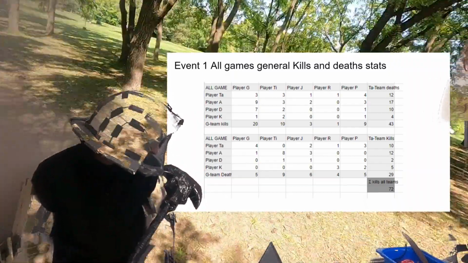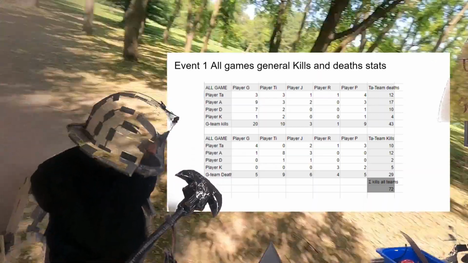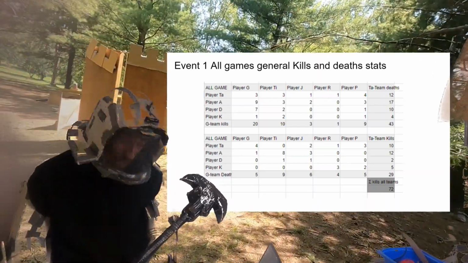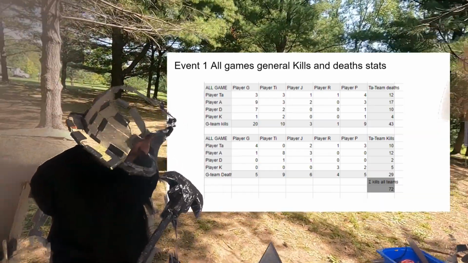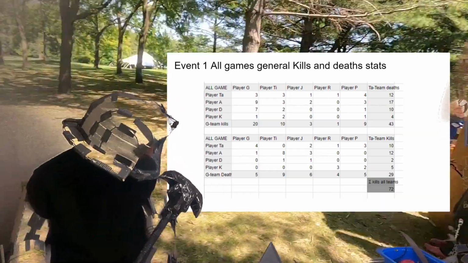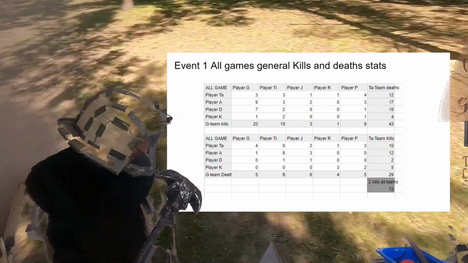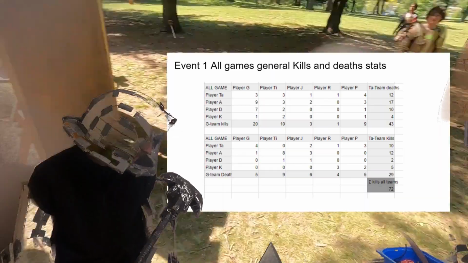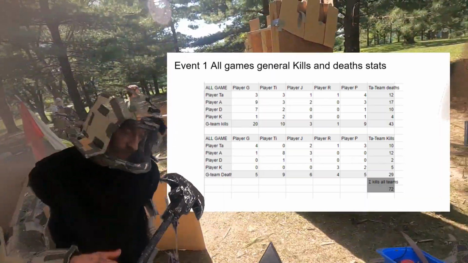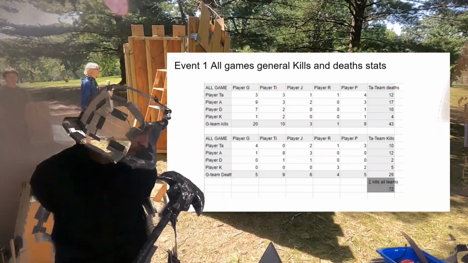And I ended up with 4 deaths to player TA. He really had my number throughout this. He kind of knew the strat to get me, and it worked many times. So I did end up with 5 deaths, and 1 death by player A, so yeah, 5 deaths. Player TI had 10 kills and 9 deaths, J 3 and 6, and so on and so forth, the KDA values, which we discussed.